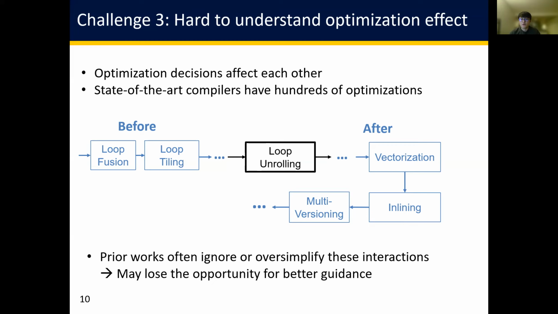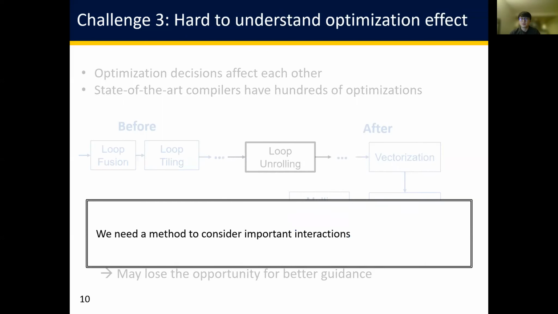Therefore, prior works often ignore or oversimplify the interaction between optimizations to ease the problem complexity. However, in reality, as those optimizations are deeply related to each other, prior approaches may lose the chance to extract further improvement. If a tuning process can identify important optimization interactions, it may use this information for a better search result.